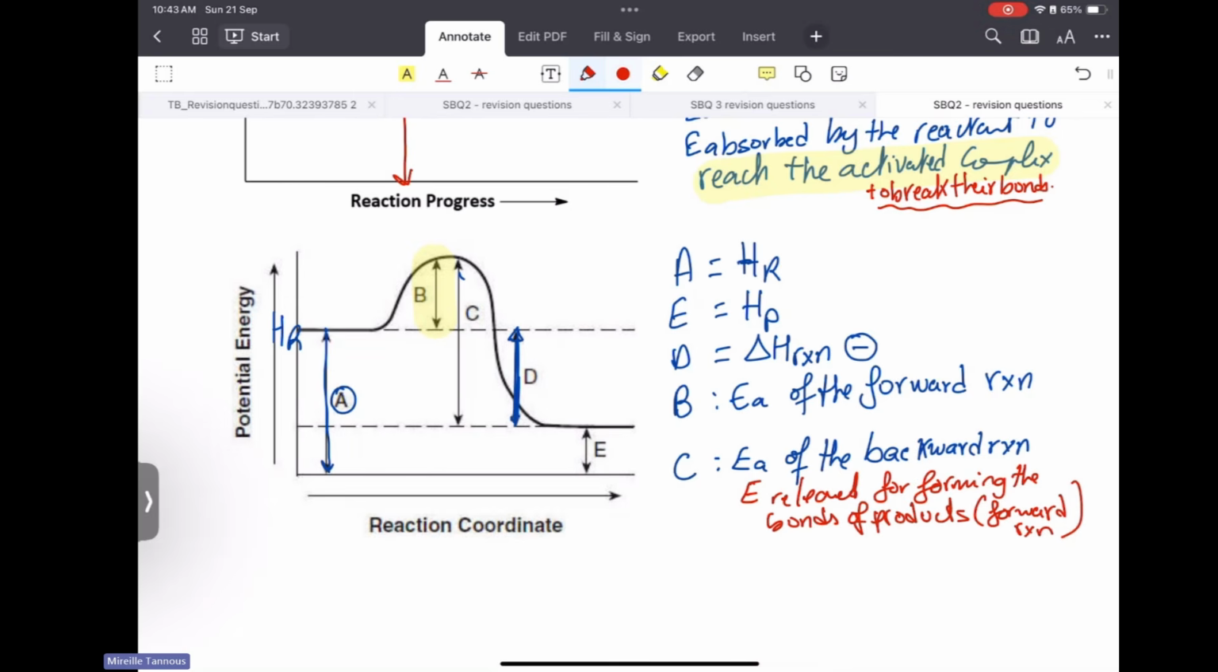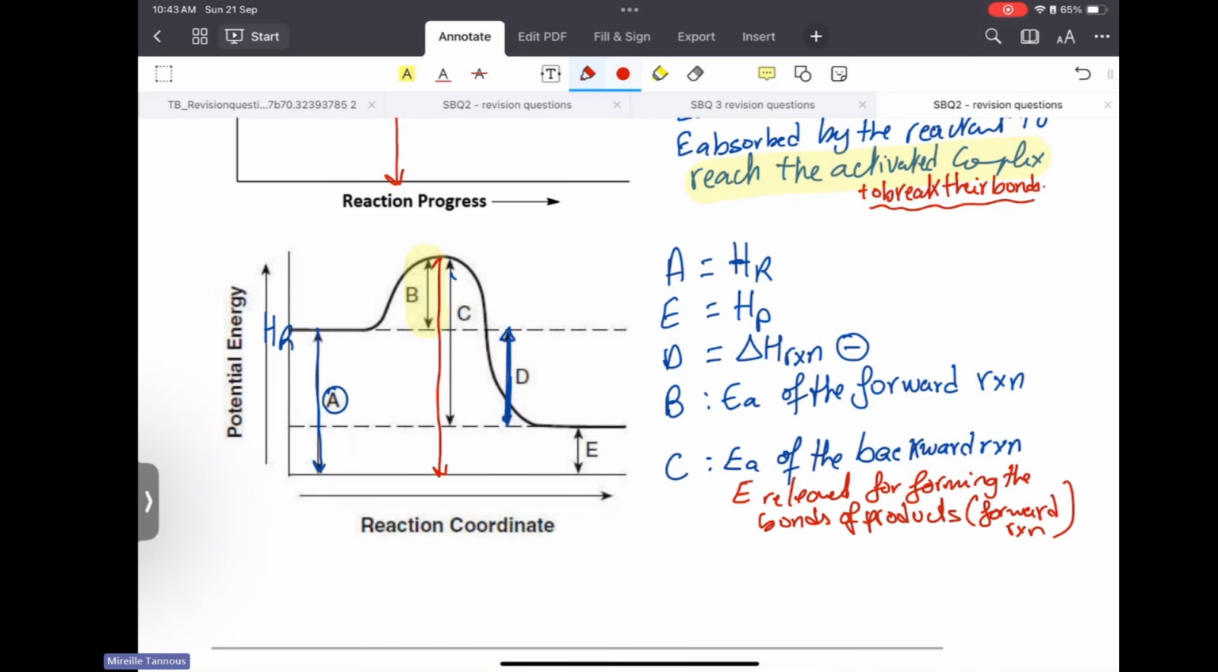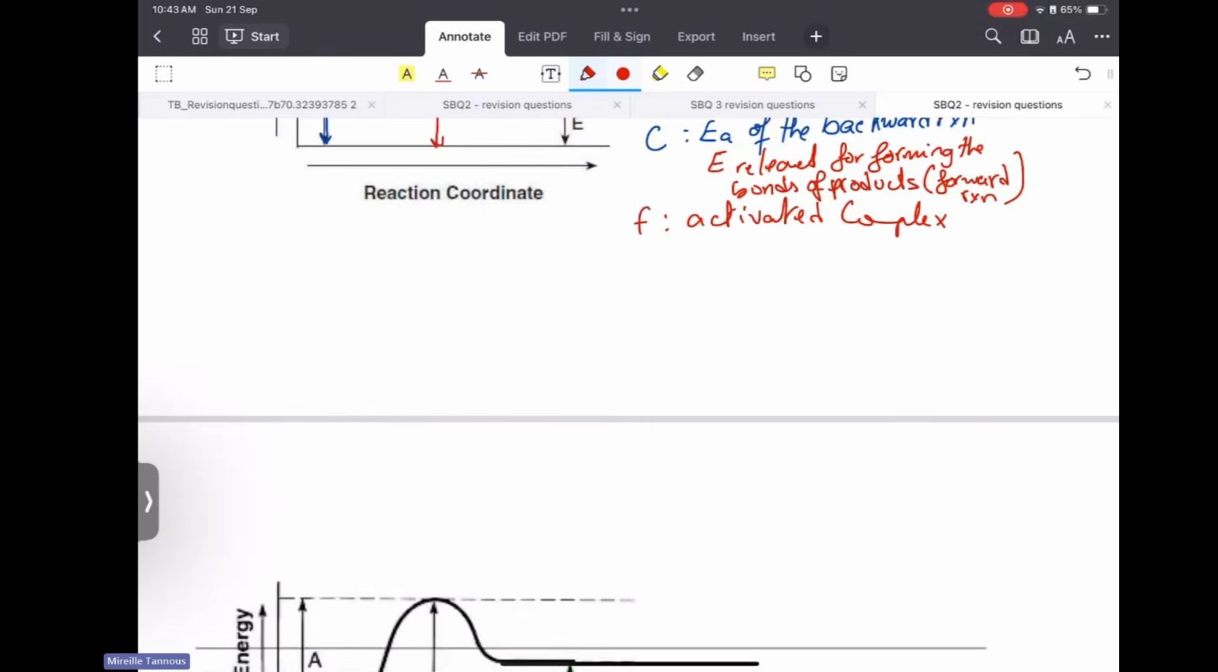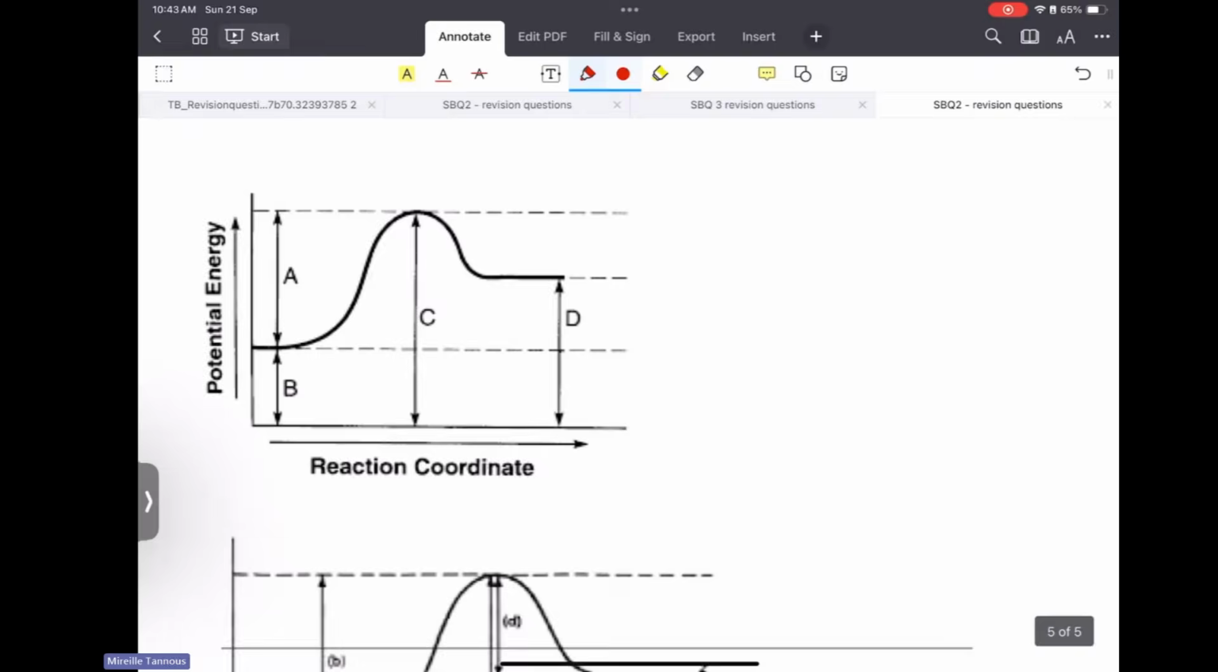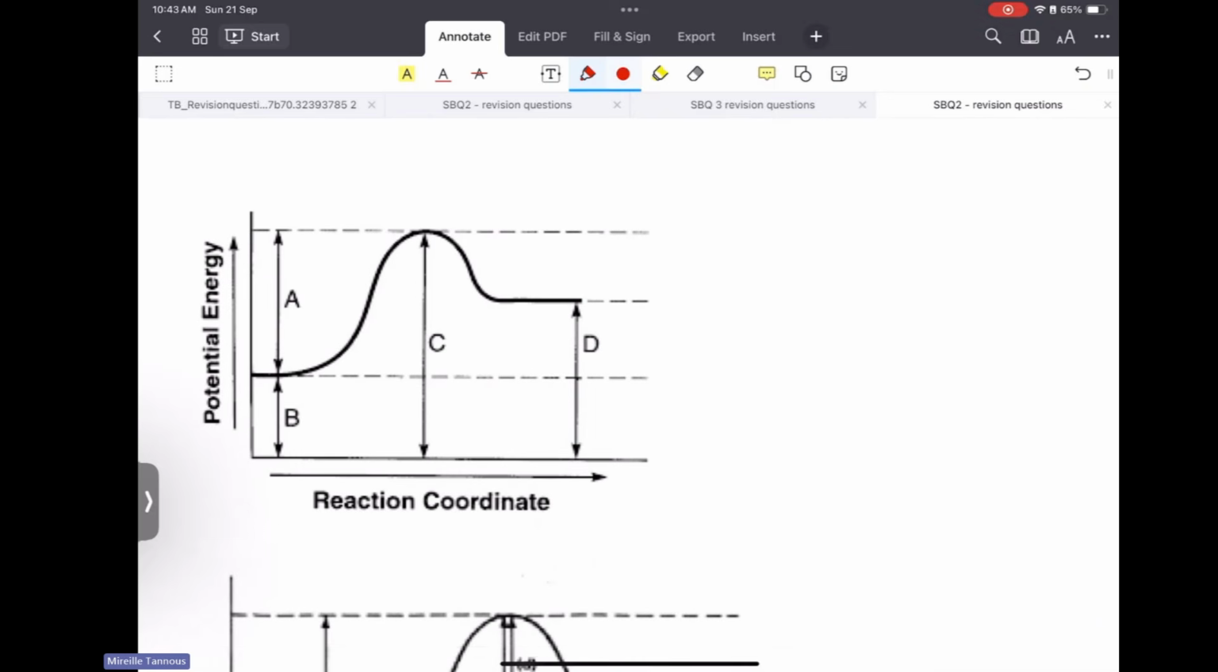Okay? From down till here, I didn't label this. Let's name it F. F is the activated complex. Now, moving to a different type of enthalpy diagram, this diagram shows the energy absorbed much bigger than the energy released. So this means that this diagram absorbs more energy than it releases. So this is an energy diagram of an endothermic reaction.